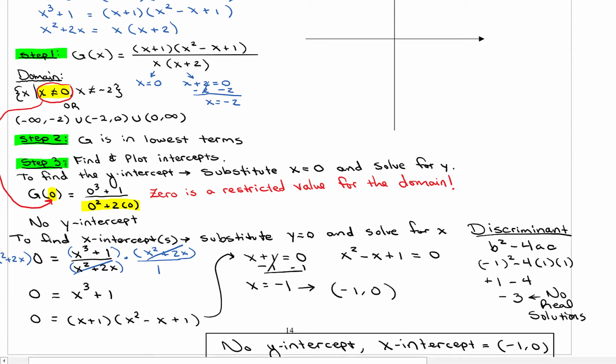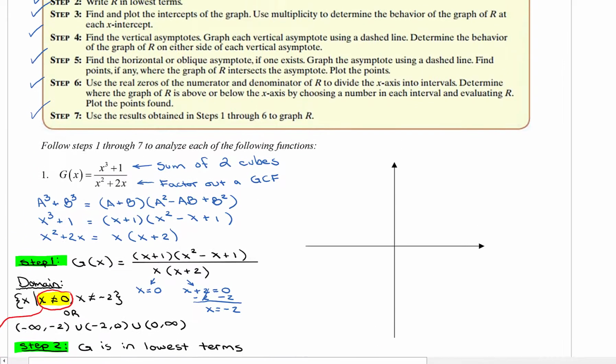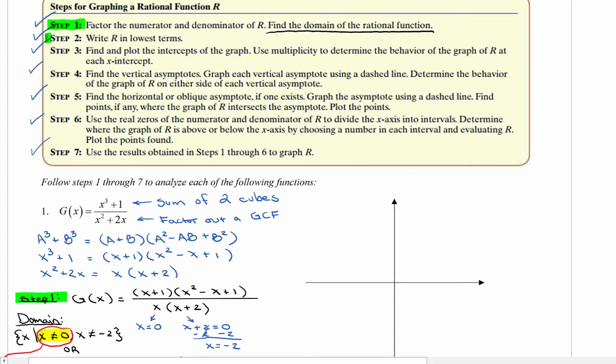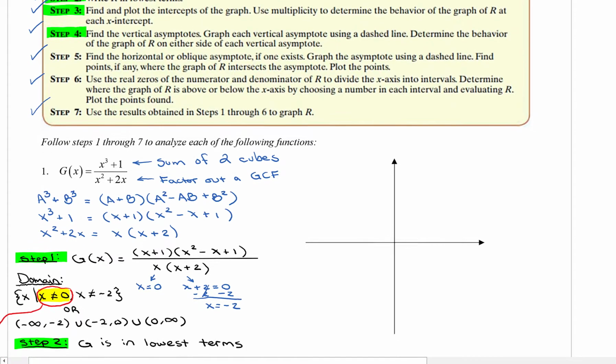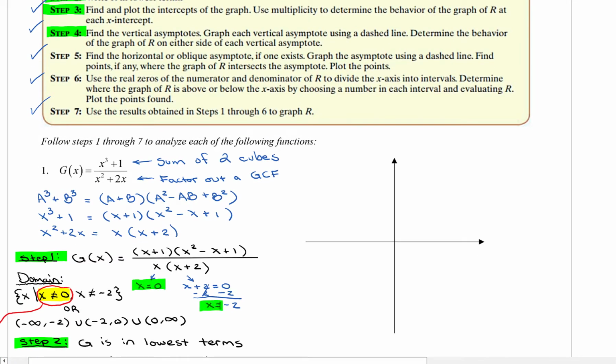We have step 1, step 2, step 3. Step 4 says find the vertical asymptotes and then graph each vertical asymptote using a dashed line. Determine the behavior of the graph of R on either side of each vertical asymptote. Okay, let's find those vertical asymptotes.